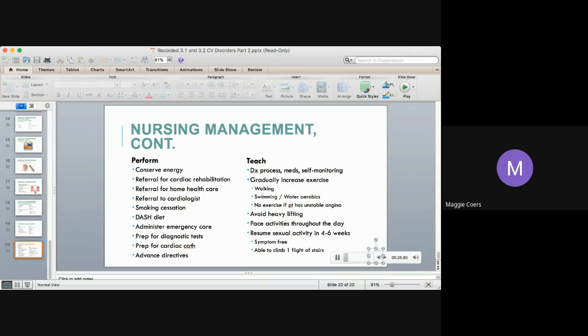We can help assist the patient in getting a prescription for medications and for smoking cessation counseling. The DASH diet is important for them to follow. Any type of emergency care, we want to be able to perform at any time, because of the high risk of having another myocardial infarction.